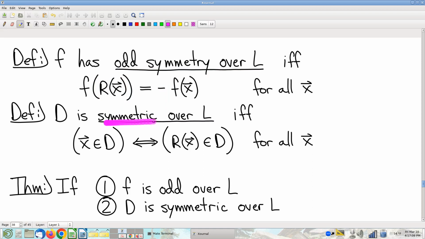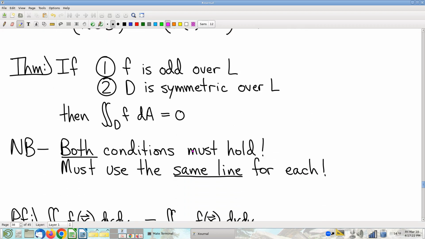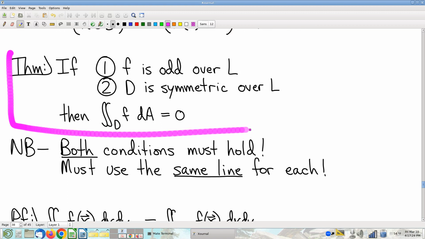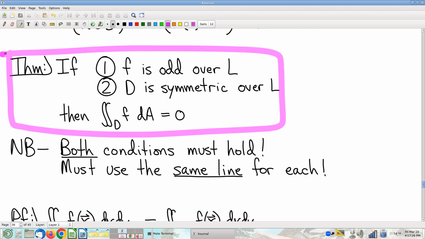What does it mean for a domain to be symmetric? Well, whenever you have a point in your domain, I need for its reflection to also be in the domain. Same basic idea. And with those ideas settled, here's our theorem. And it's just like the single variable theorem. Odd function, symmetric domain, boom, integral is 0.